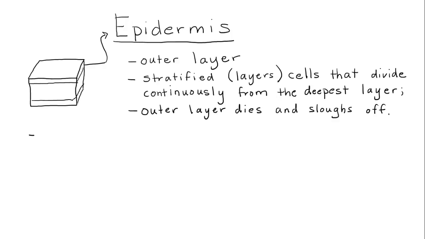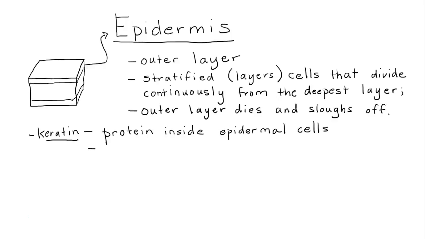The epidermis has a lot of a protein called keratin in it. This is inside the epidermal cells, and it provides a toughness to the skin. It's a protective protein, giving the skin a leathery quality and also waterproofing the skin.